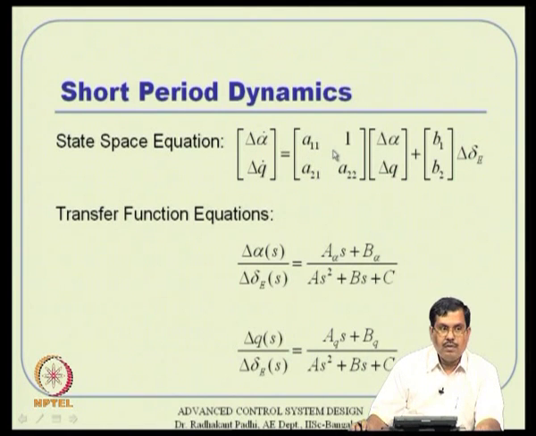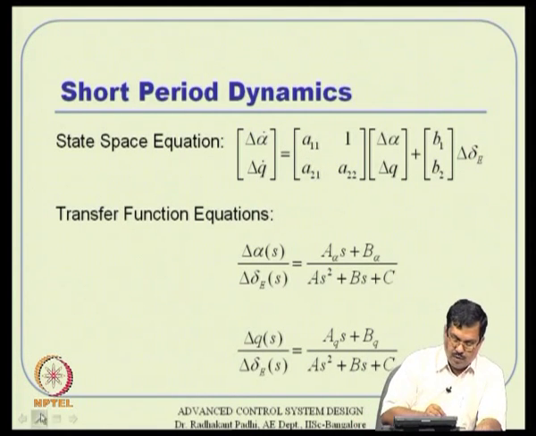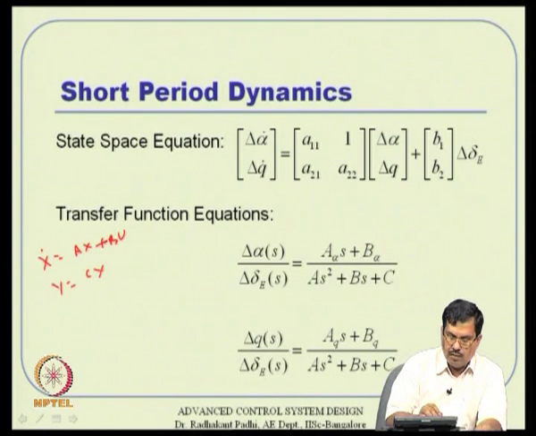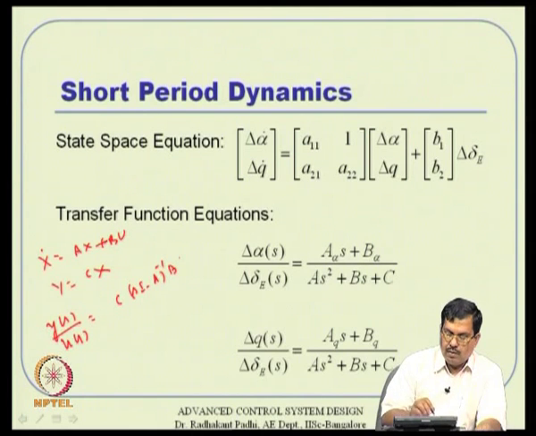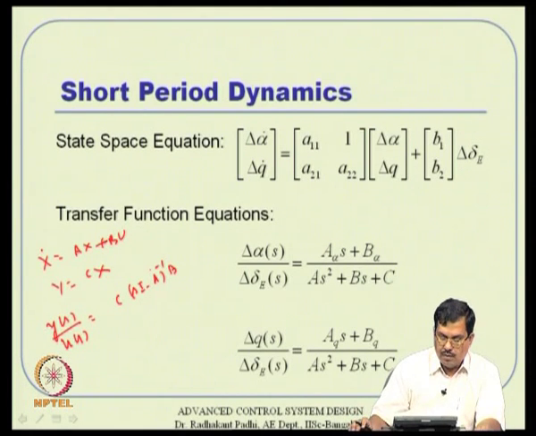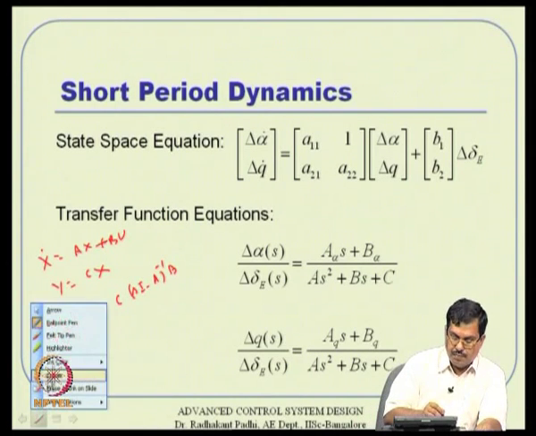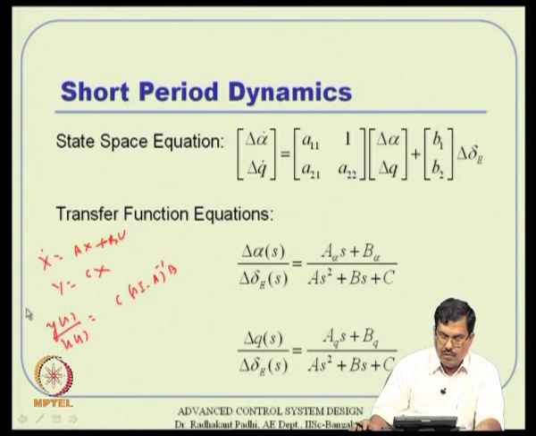So if it is x dot equal to Ax plus Bu, and obviously y equal to, let us say, Cx, that has to be taken care of. Then Y(s) divided by U(s) is nothing but C (sI minus A) inverse B, plus D, but D is not there here, so that is implicit. If you do this, then you will get a transfer function.